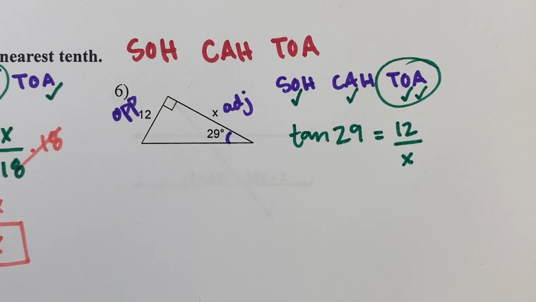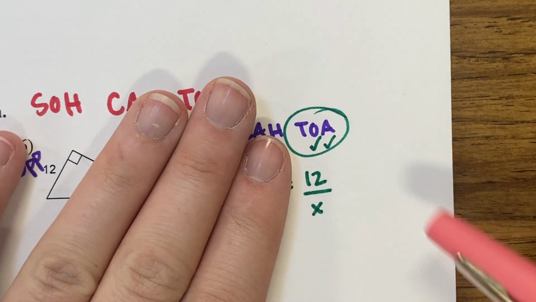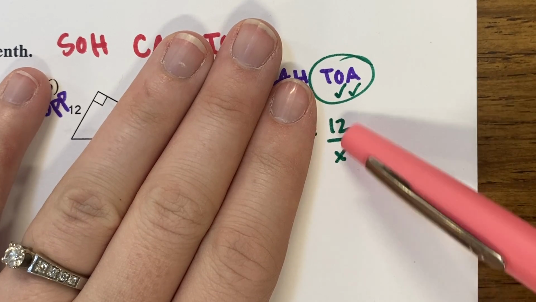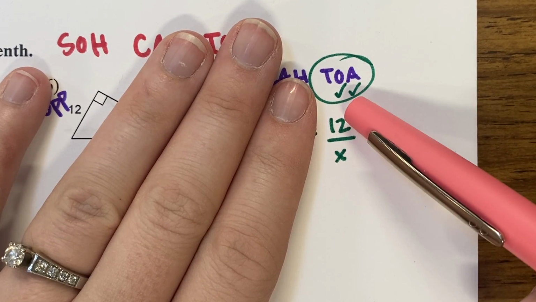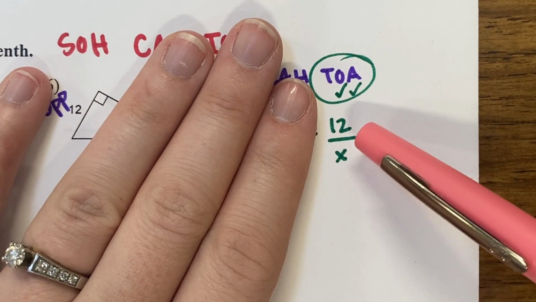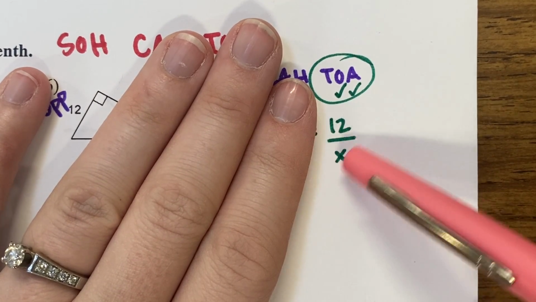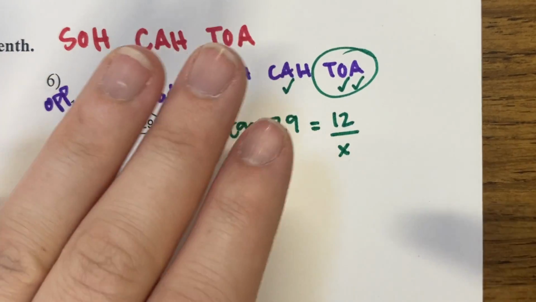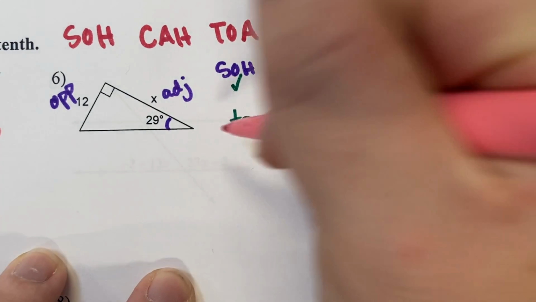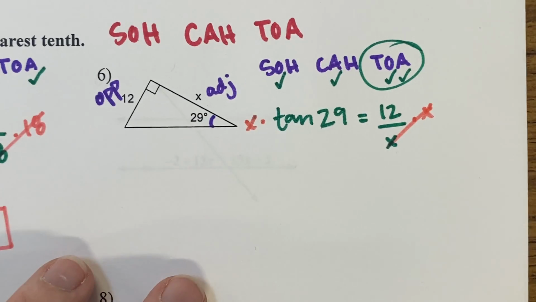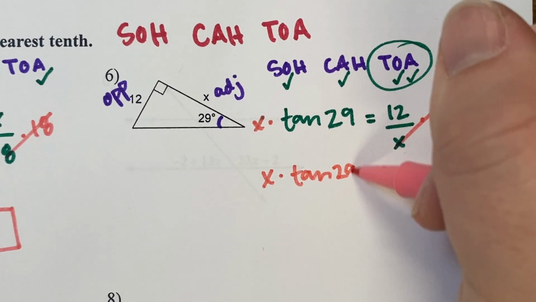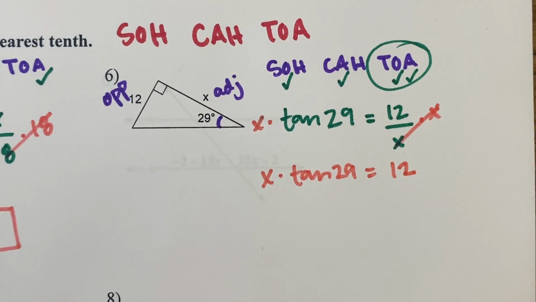Okay, so now we need to solve for x. So look at our side with our x. Now, you might think, oh, well, I can just times by 12. But this is not saying divided by 12. This is saying 12 divided by x. Okay, remember that rule where we cannot solve for x when x is on bottom? We actually need to move the x first. So the opposite of divide by x is going to be to multiply by x on both sides. So now I have x times tangent of 29 equals 12.